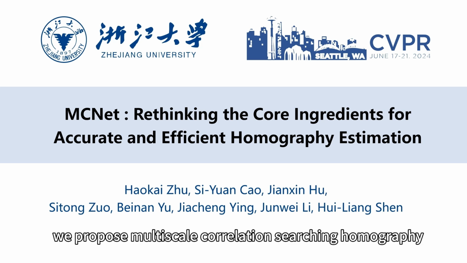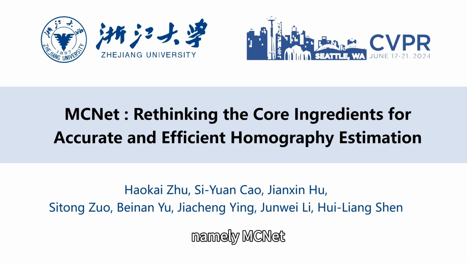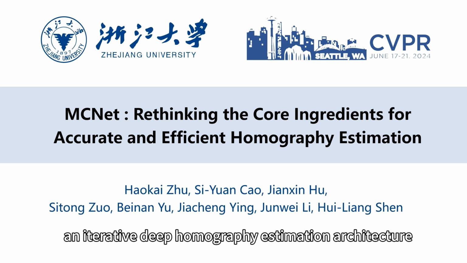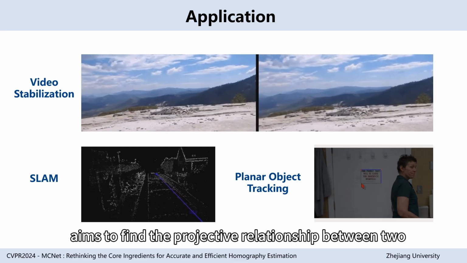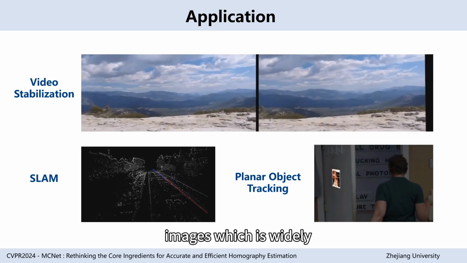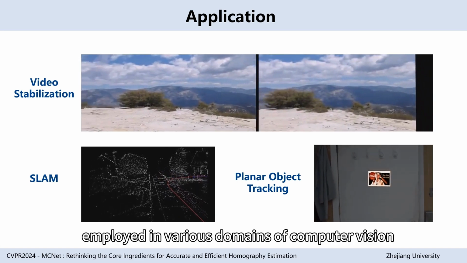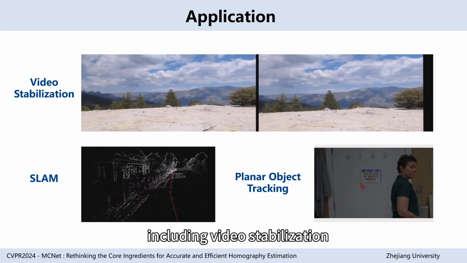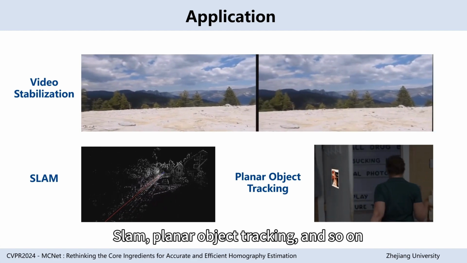We propose multi-scale correlation searching homography estimation network, namely MCNet, an iterative deep homography estimation architecture. Homography estimation aims to find the projective relationship between two images, which is widely employed in various domains of computer vision and image processing tasks, including video stabilization, SLAM, planar object tracking, and so on.